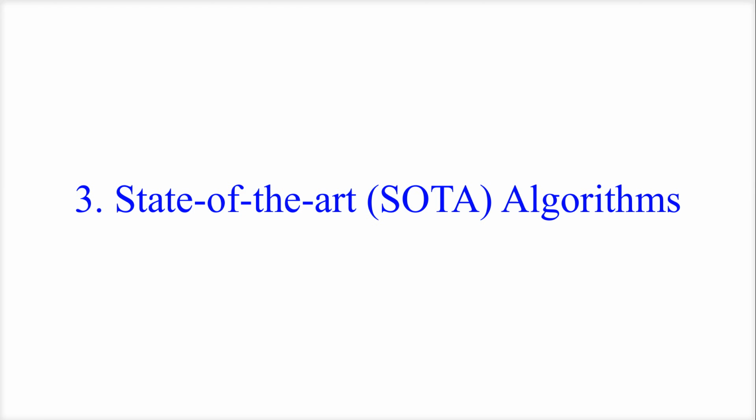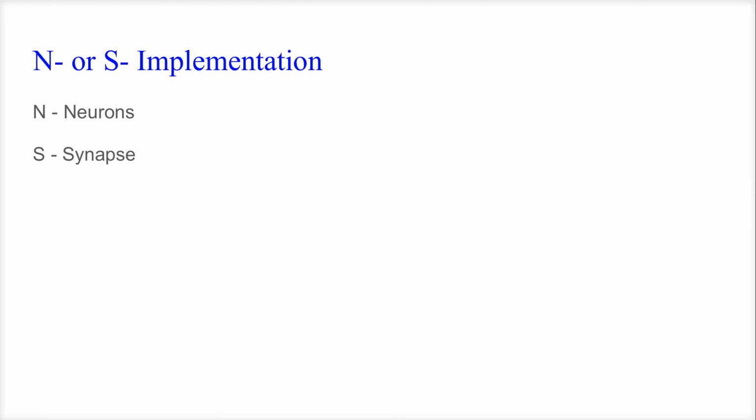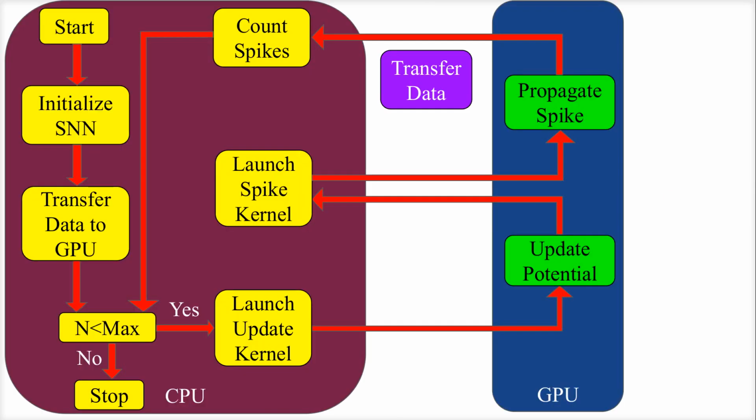Later on we'll be discussing the state-of-the-art algorithms, which are N and Fs. They are based on the number of neurons and the number of synapses. The implementation is similar; it's only the number of threads we are launching. For N, we launch N number of threads.